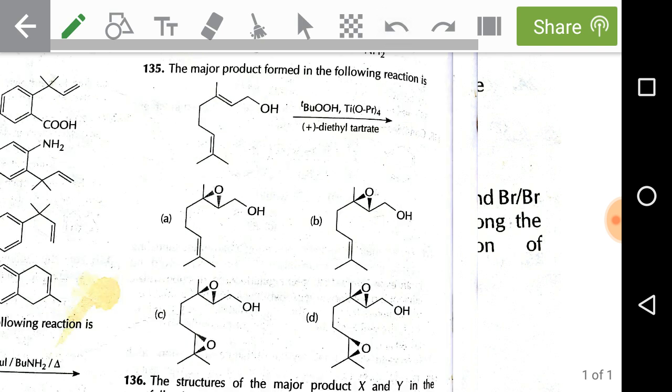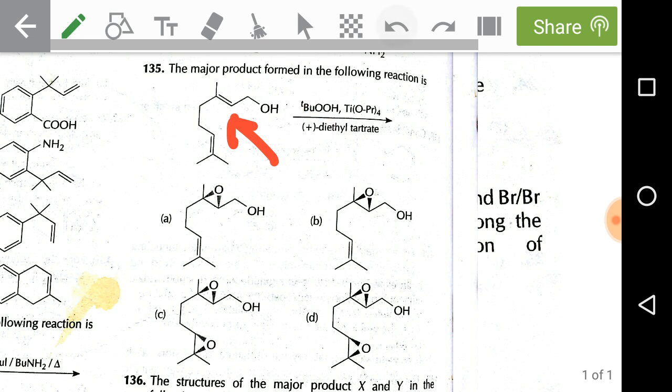And next question, the major product formed in the following reaction is. So here we have given it with plus diethyl tartrate. So Sharpless epoxidation is given, and we need to look at the allylic double bond from the end of the hydroxy group. Now we need to check the position of the hydroxy group. Is it right side to the viewer or left side to the viewer? So you can see it is right side to the viewer.